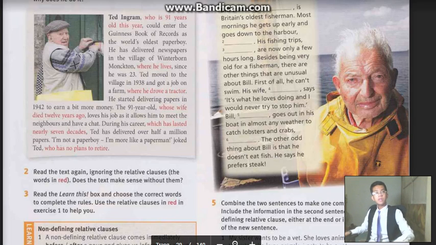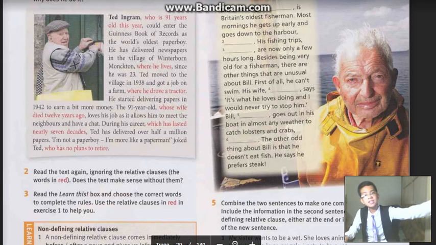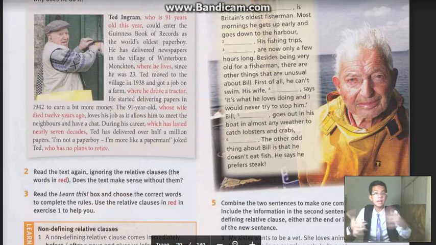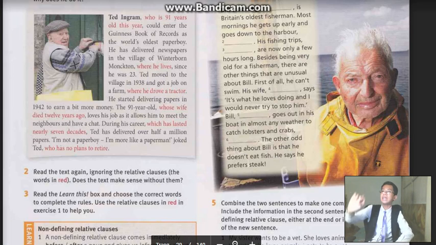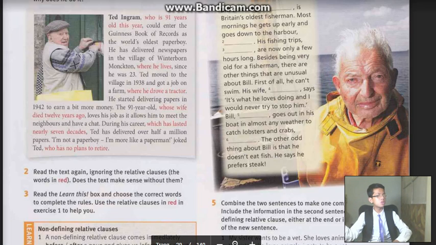So after the 91-year-old, the information is added to describe and make the sentence more sense. It makes the sentence clearer. It makes the meaning clear. It will help you to get more information about that person, that thing.